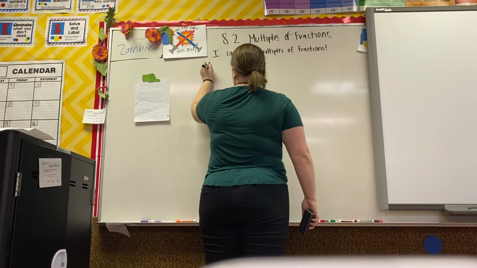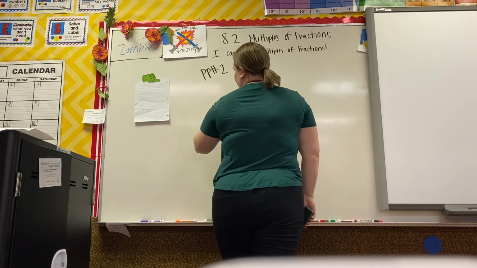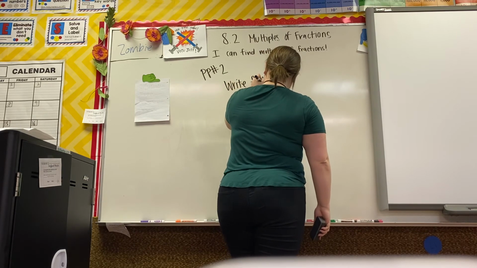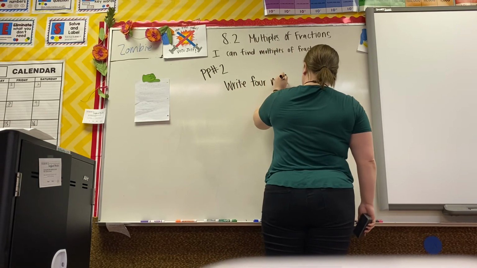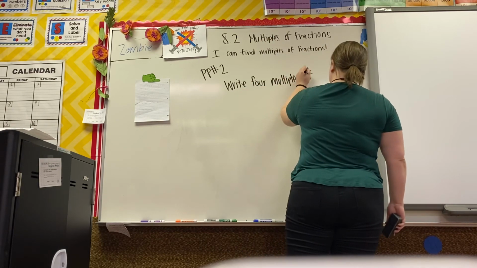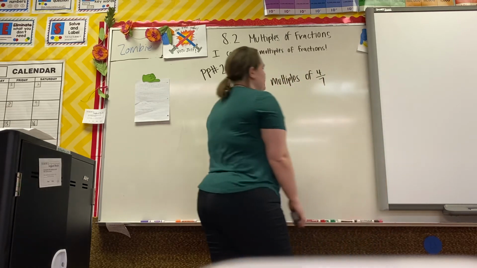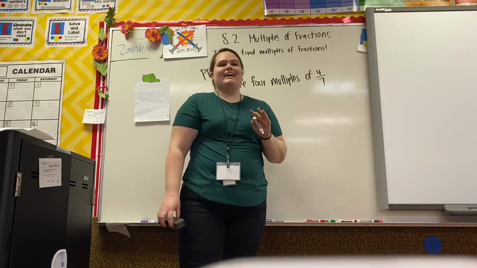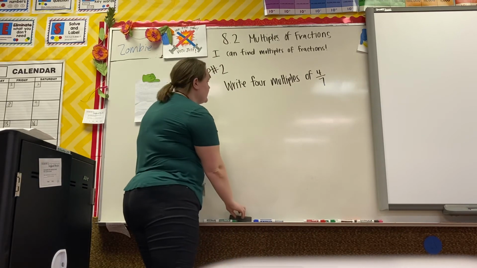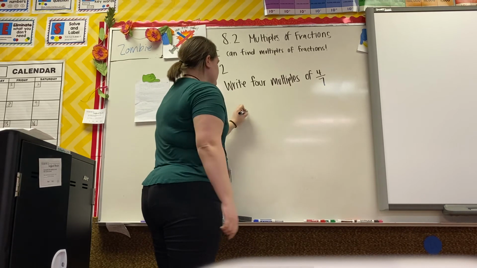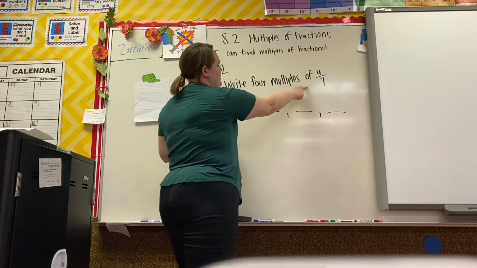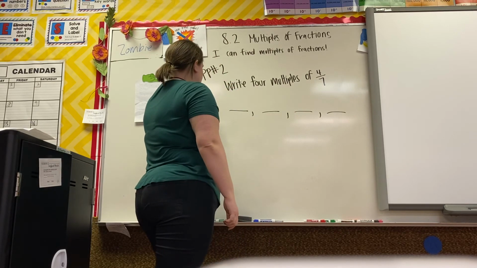Let's do your second pause problem. Pause problem number 2. Write 4 multiples of 4/7. Okay, so pause the video, try it out, and then see if you got it right. But I'm going to keep going. So I need 4 multiples, so I'm just going to put 4 lines to tell me that I need 4 multiples. And I'm going to do 4/7.